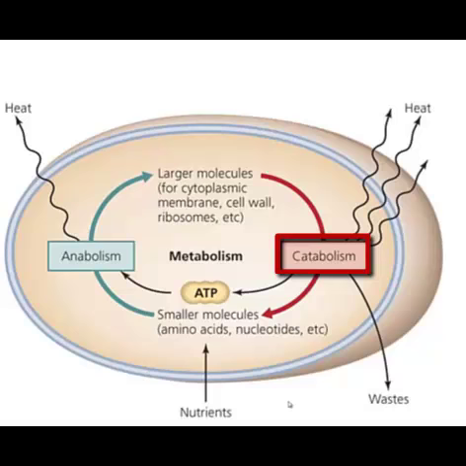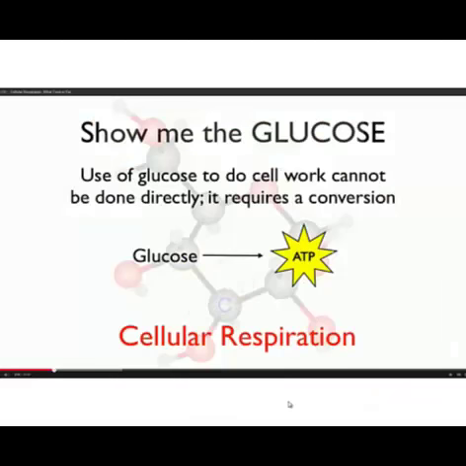Here, large molecules, like the nutrients we take in, are broken down, and as a result, energy is released. And the cell captures that energy and forms ATP. Specifically, the nutrient that we talk about in catabolism that leads to the formation of ATP is glucose. Now, we break down glucose, but it can't directly be used to do cell work. It has to be converted to ATP. It's an energy conversion from one kind of chemical energy to another, which is the ATP.